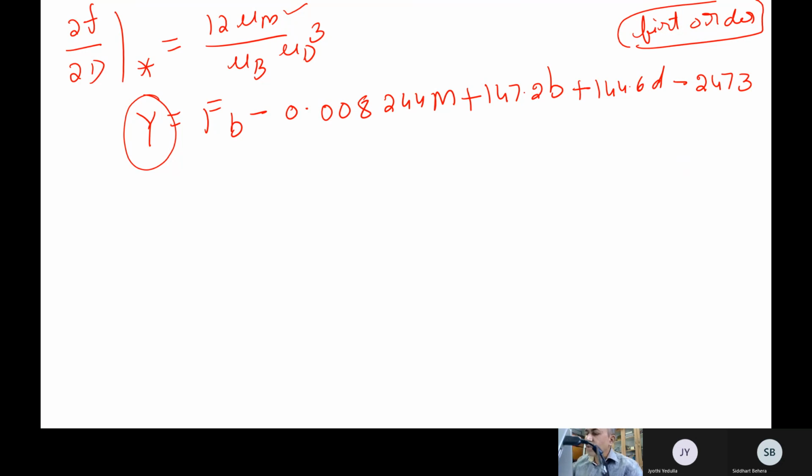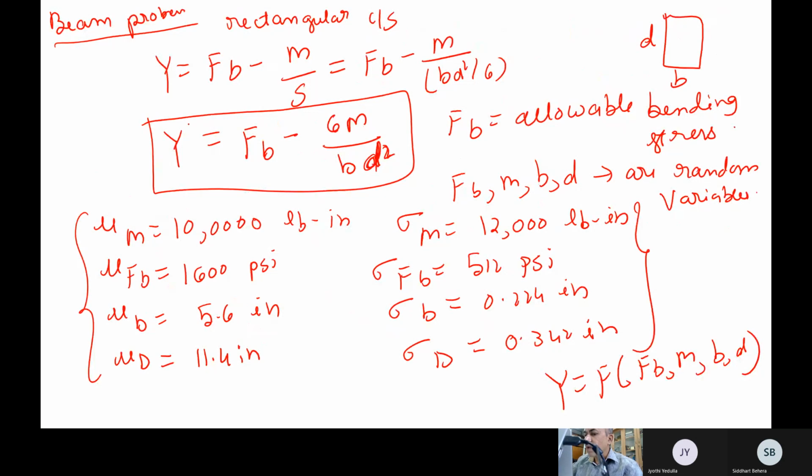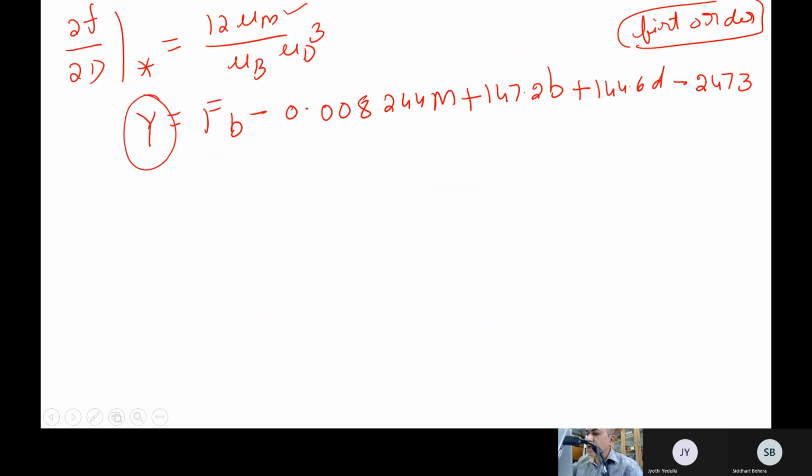See, originally the transformation was nonlinear. What was Y? Y was FB minus 6M times BD square. Now, after expanding in terms of Taylor series, this expression has been converted to this type of format. Now, tell me what type of random variable is Y? So Y is a normal random variable. Why is it a normal random variable? Because now your nonlinear transformation has become a linear transformation.